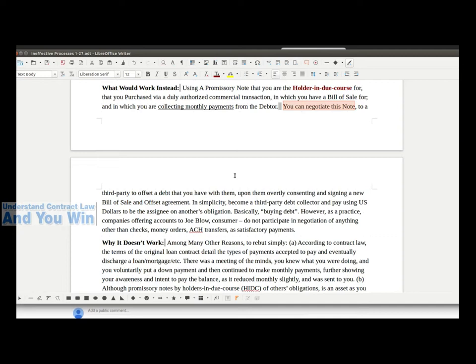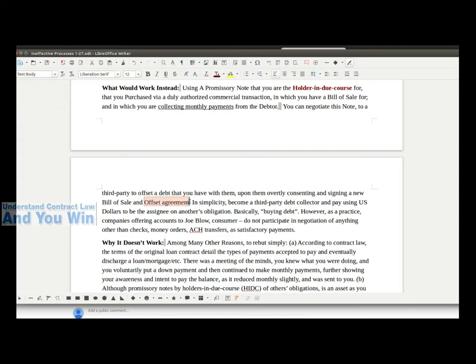So you can negotiate those notes to third parties, fourth parties, fifth parties to offset debts you have with them upon them overtly consenting. It's a brand new contract, a brand new meeting of the minds. You can't just send it to them and say they kept it. They have to overtly consent and sign a new bill of sale and a new offset agreement with you.